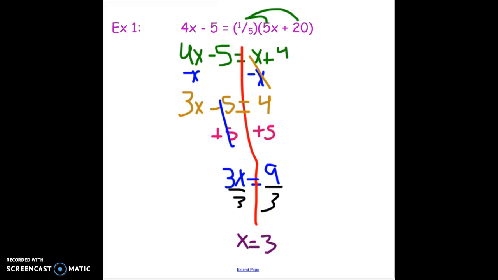Remember, if you get one answer like this, you can always substitute it back into your original problem and check to make sure you've done it correctly. On the left side, 4 times 3 is 12. 12 minus 5 is 7. On this side, 5 times 3 is 15. 15 plus 20 is 35. 35 times 1/5. Well, 35 times 1 is 35, divided by 5 is 7. Since both sides equal 7, they equal the same thing, my equation works. So I have the correct answer.